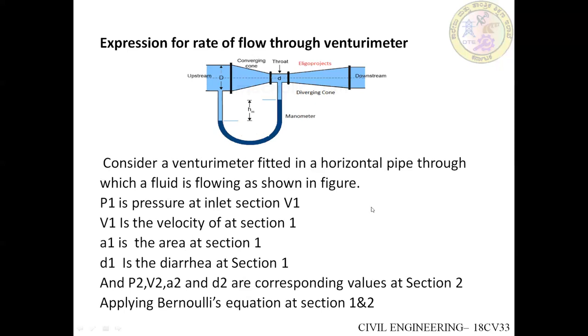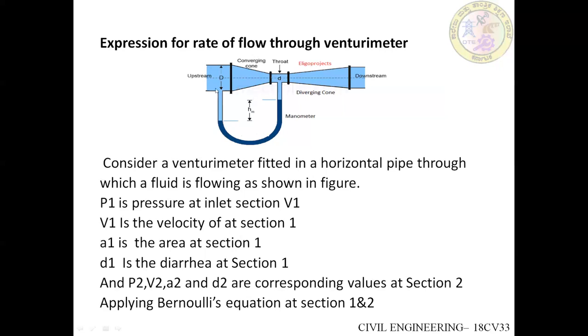Next, let us derive the expression for rate of flow through a venturimeter. So we all know what a venturimeter is. It is a device used to determine the rate of flow. It consists of a converging section, throat section and diverging section, and a U-tube differential manometer. Let us consider a venturimeter fitted in a horizontal pipe through which the fluid is flowing as shown in the figure. P1 is the pressure at section 1, V1 is the velocity, A1 is the area and D1 is the diameter at section 1. Similarly, P2, V2, A2 and D2 are the corresponding values at section 2.